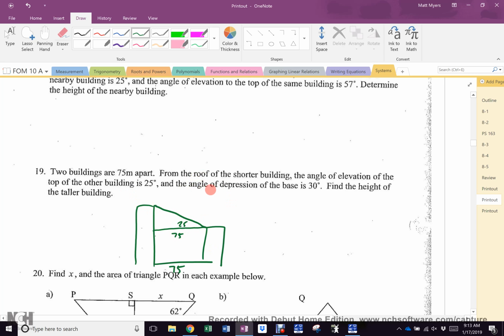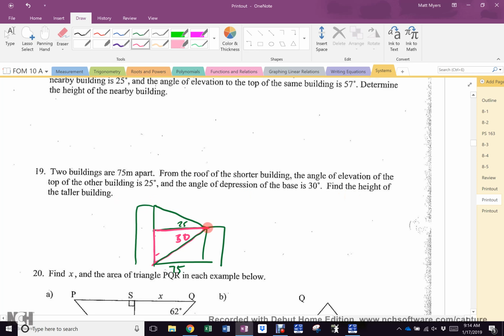The angle of depression to the base is 30. Where's the base of the taller building? Right there. Where is the angle of depression? It would be in the pink triangle. Would it be A or B? It is B, because angles of depression go down from the horizontal. So that is 30. Find the height of the taller building.